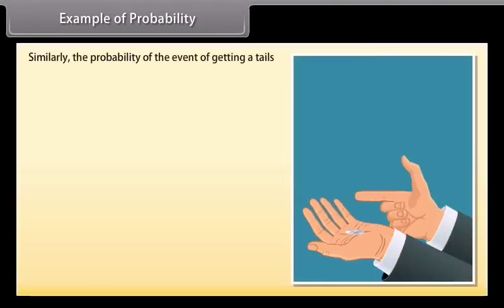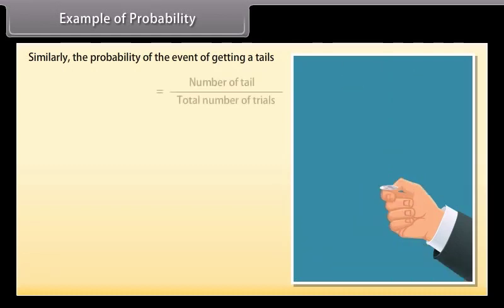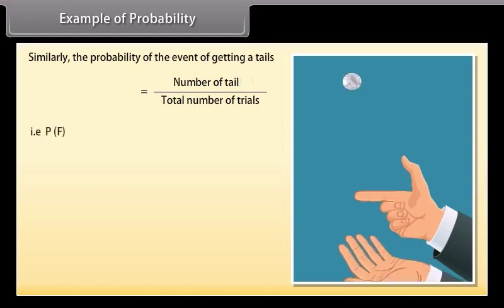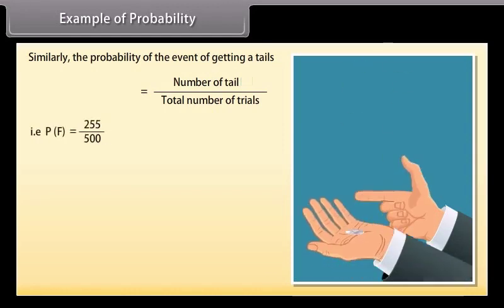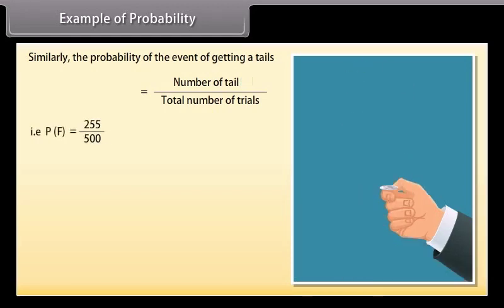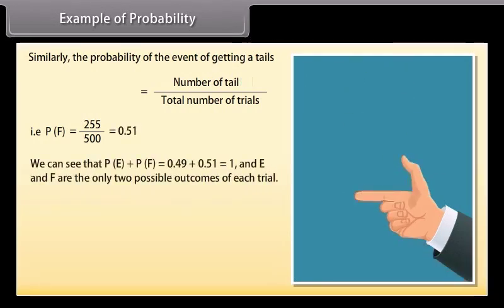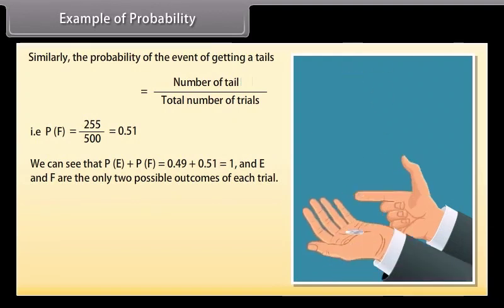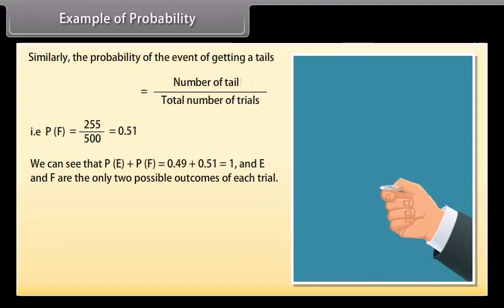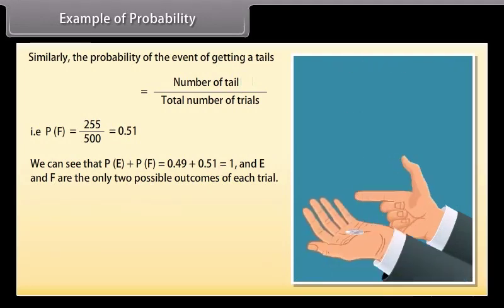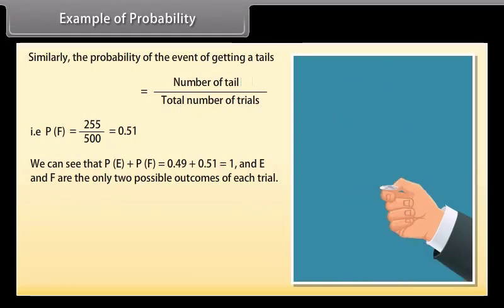Similarly, the probability of the event of getting a tail is equal to number of tails upon total number of trials. That is, P(F) is equal to 255 upon 500 is equal to 0.51. We can see that P(E) plus P(F) is equal to 0.49 plus 0.51 is equal to 1. And E and F are the only two possible outcomes of each trial.